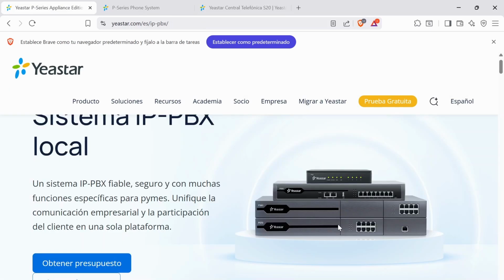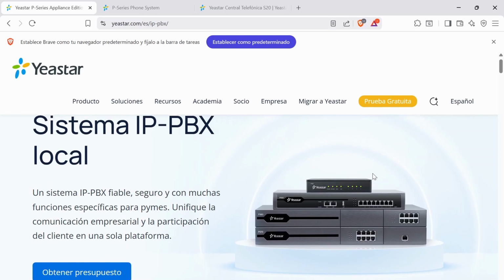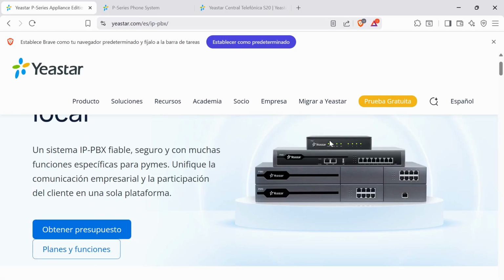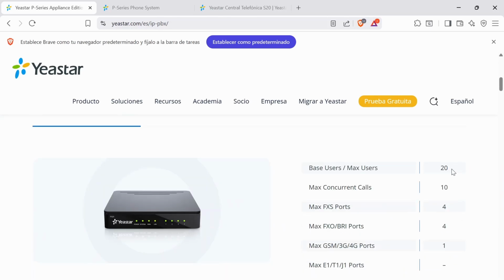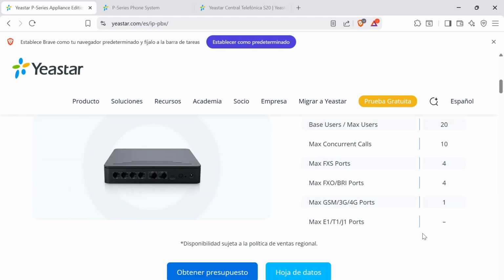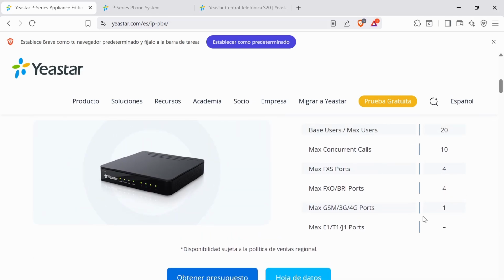The other series we have is the P series. It starts with the most basic model, the P520, this one here, which is similar to the S20, and from there moves on to rack-mountable PBXs. The smallest model supports 20 users and 10 active calls simultaneously. You can add 4 FXS or 4 FXO ports. It has a slot for one SIM card. E1 ports cannot be added directly but can be added via a gateway.